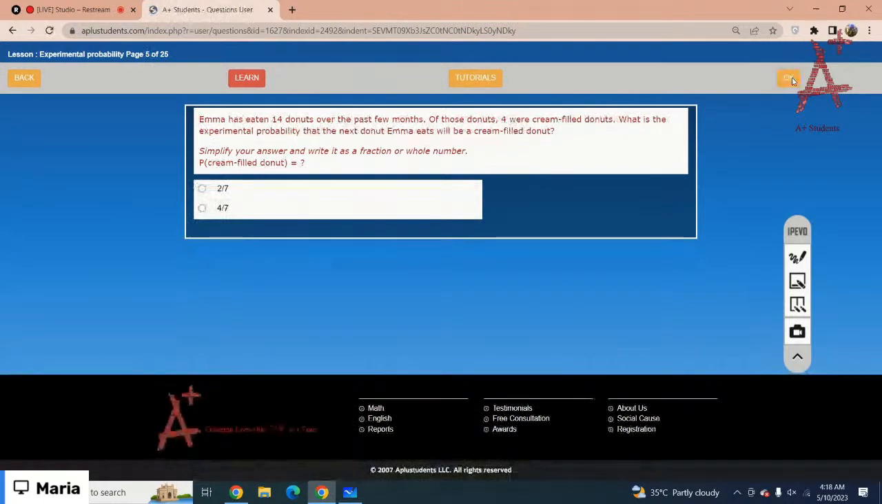Okay, Emma has eaten 14 donuts over the past few months. Of these donuts, 4 were cream filled donuts. What is the experimental probability that the next donut Emma eats will be a cream filled donut? So, which is the correct option?